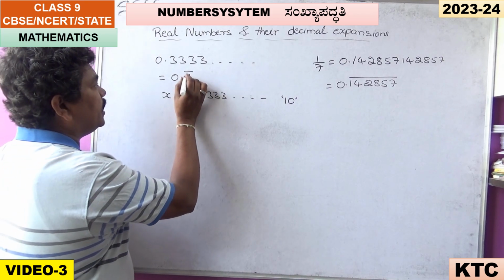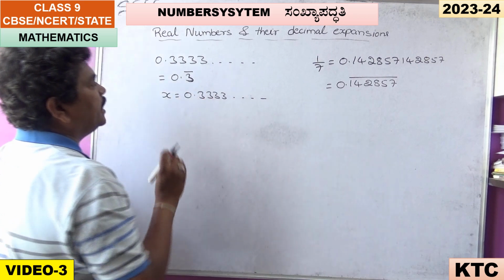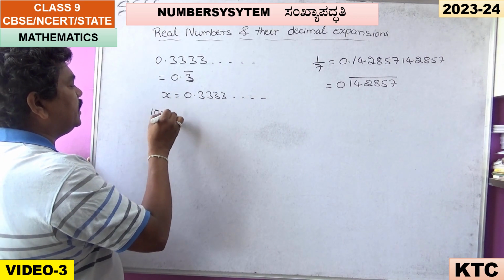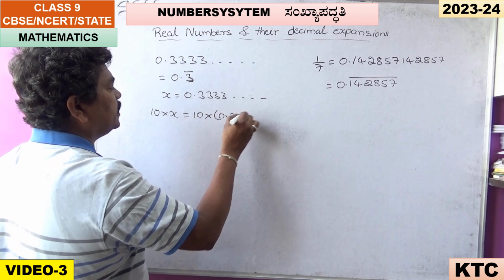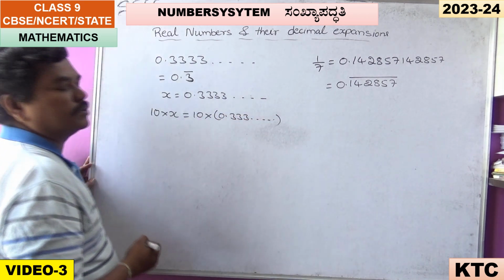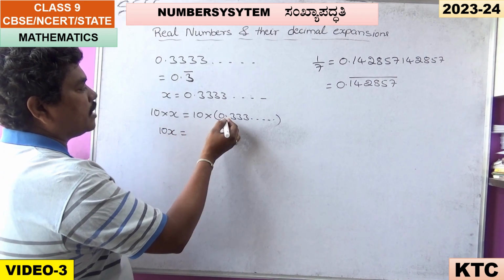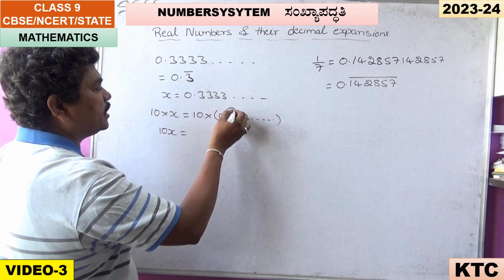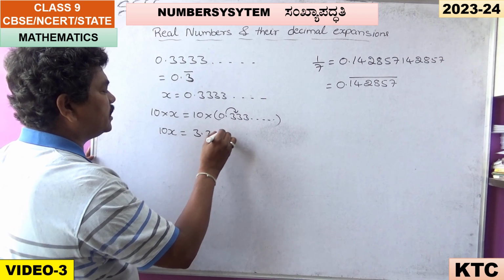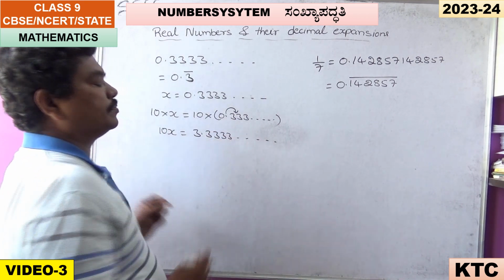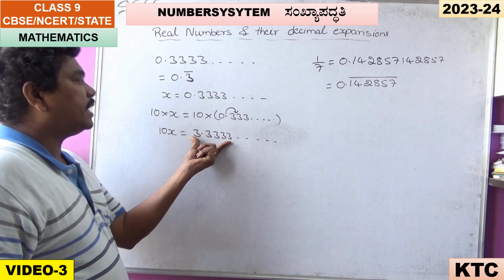So here only one digit is repeated, so we multiplied this by 10. That means 10 into x is equal to 10 into 0.333333 and so on. So what does it become? 10 into x becomes 10x. After multiplying, one digit moves to the right side, so this becomes 3.3333 and so on. So here we have to split this by taking x.